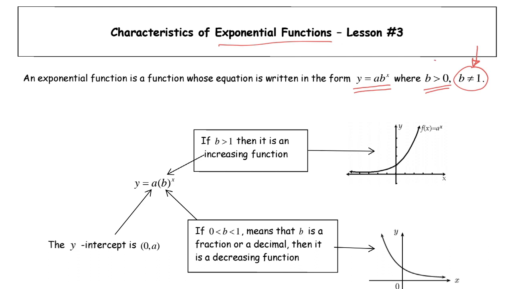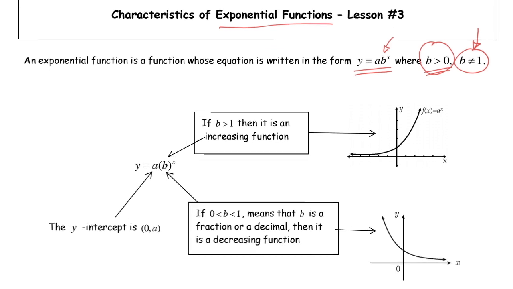We make it so that b has to be greater than 0, because if we don't, we end up with the possibility of taking the square root of a negative number, or the fourth root of a negative number, creating imaginary results. We don't want that. We want to have real number solutions here. So that's why we make those restrictions.